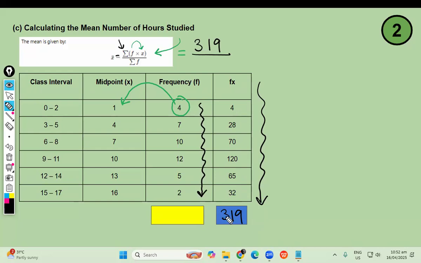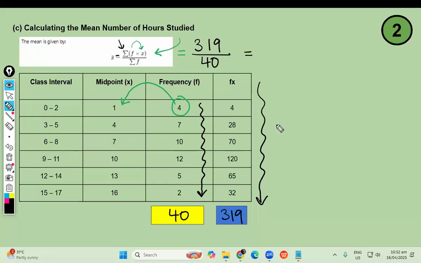Sometimes you're just adding it up, you know exactly what to do, it's just you're tired, so you make a real simple mistake. But it's 319. Okay? When we add up the frequency, 4 plus 7 plus 10 plus 12 plus 5 plus 2, I'm getting 40. Anybody? Well, yeah, real people getting 40. The underneath is 40. Divide it and you finish.